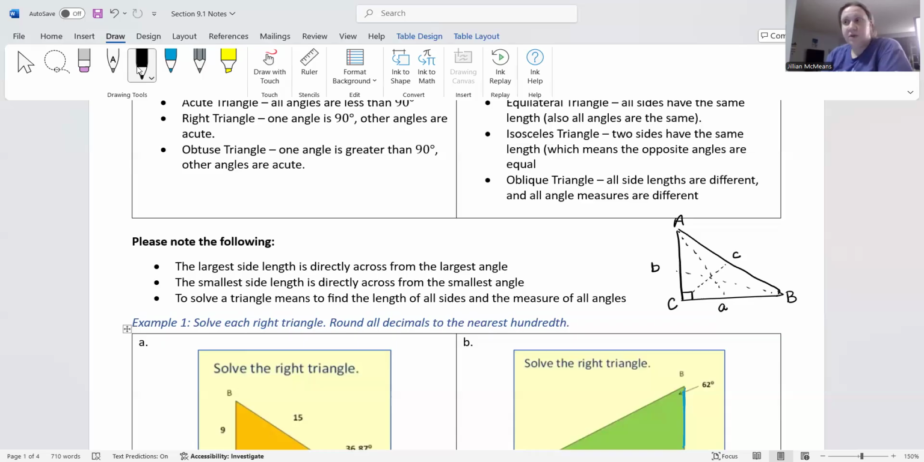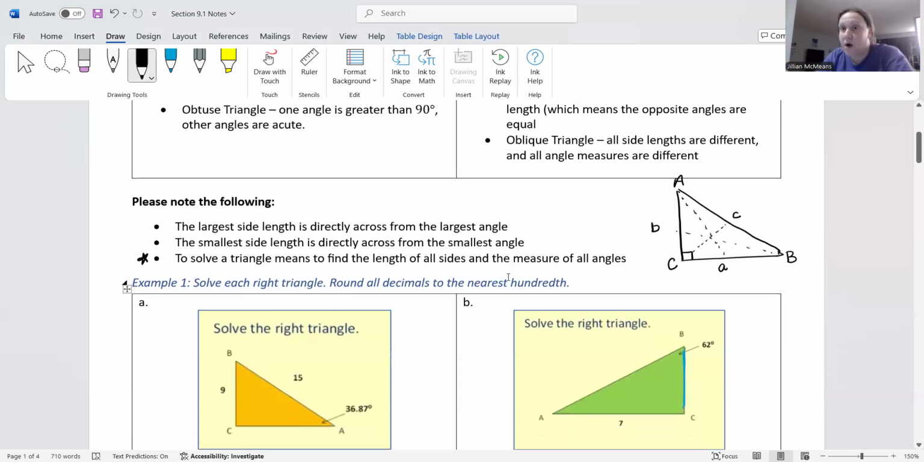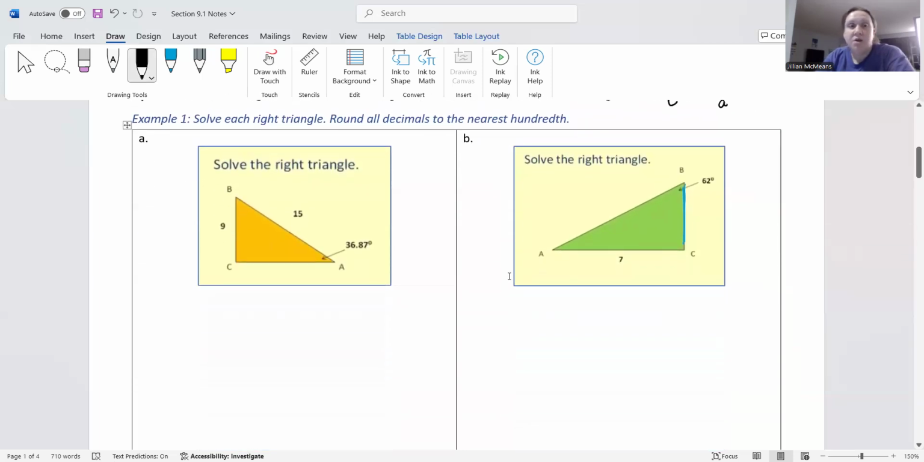So when you're solving these triangles, you can look at the lengths of the sides and order them smallest to largest, and make sure their angles are in that same order, smallest to largest. And you'll know that you're at least on the right track, okay? And then finally, to solve a triangle means to find the length of all of the sides and the measure of all of the angles, okay? So for example, one, it says solve each right triangle, round all decimals to the nearest hundredth. So that's 2 decimal places. And example A is pretty easy, okay?